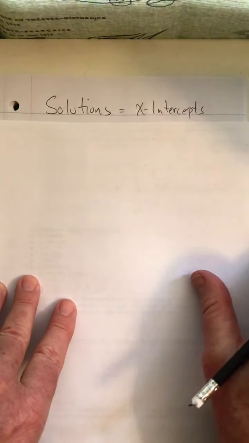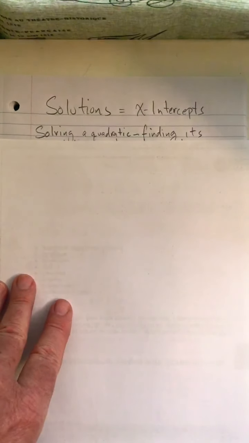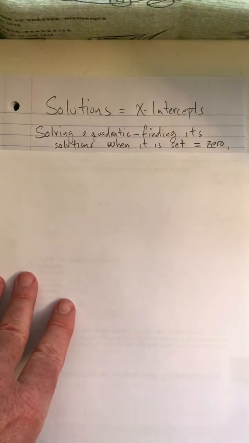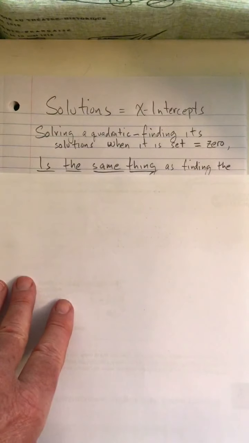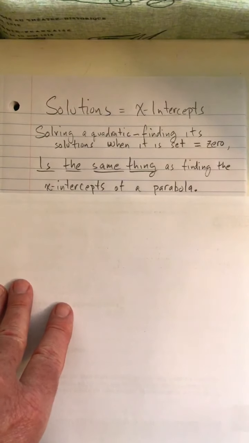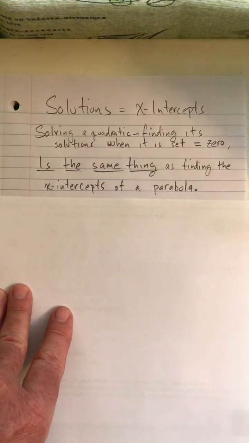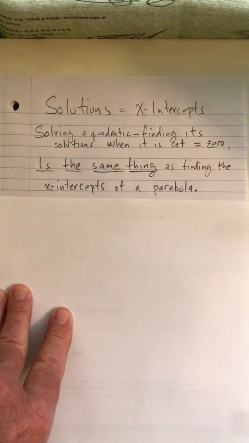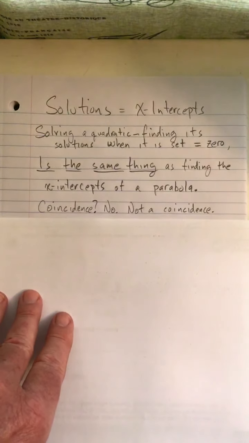The point that I'm trying to make here, folks, is that when you solve a quadratic equation, and that is when you find its solutions when it is set equal to 0, that's exactly the same thing as finding the x-intercepts of a parabola. The algebra that you do is exactly the same, and so you are actually doing the same thing. When you solve an equation, you're also finding the x-intercepts of a parabola, and that is not a coincidence, okay?